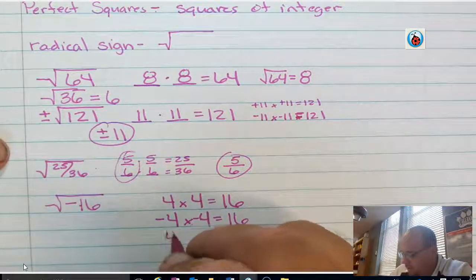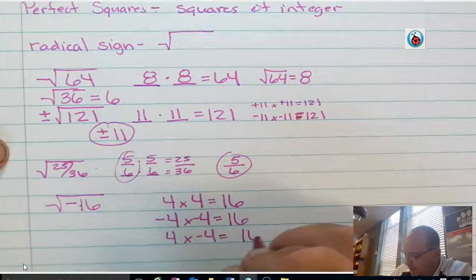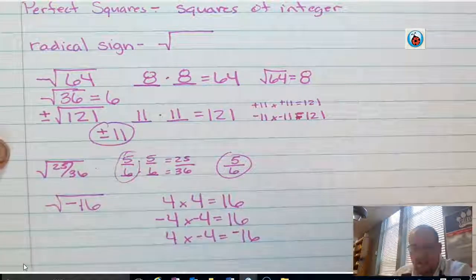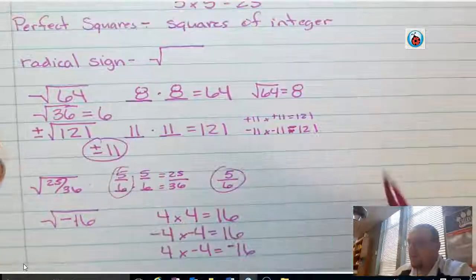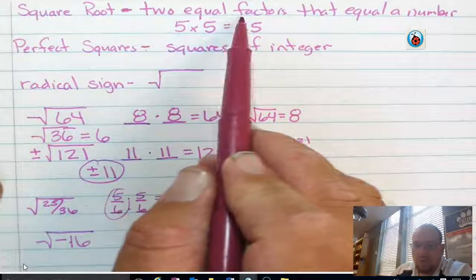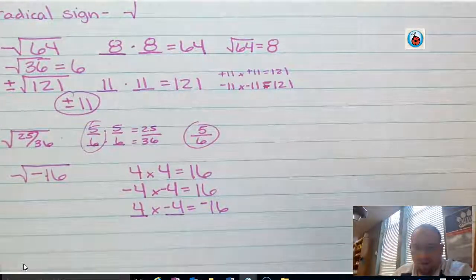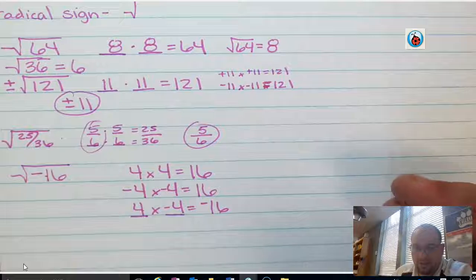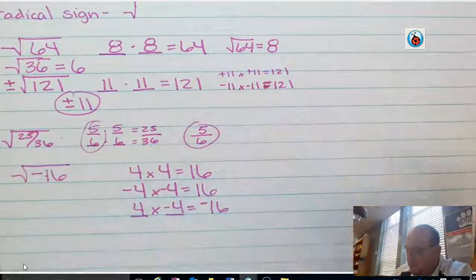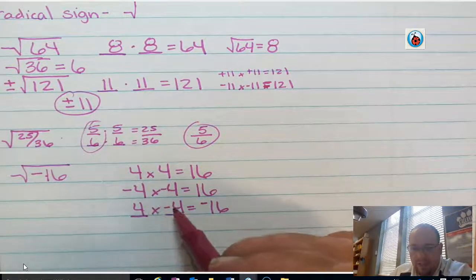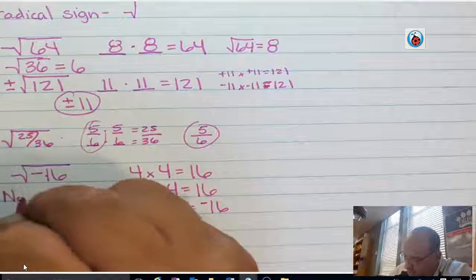Oh, I know. 4 times negative 4. 4 times 4 is 16. A positive times a negative is a negative 16. So that must be my answer. Wait, I remember it has to be two equal factors. 4 and negative 4 are not equal factors. They're different. They're opposites. And because they're opposites, we don't have a number times itself that will give you negative 16. So what we do for this one is we write no solution.